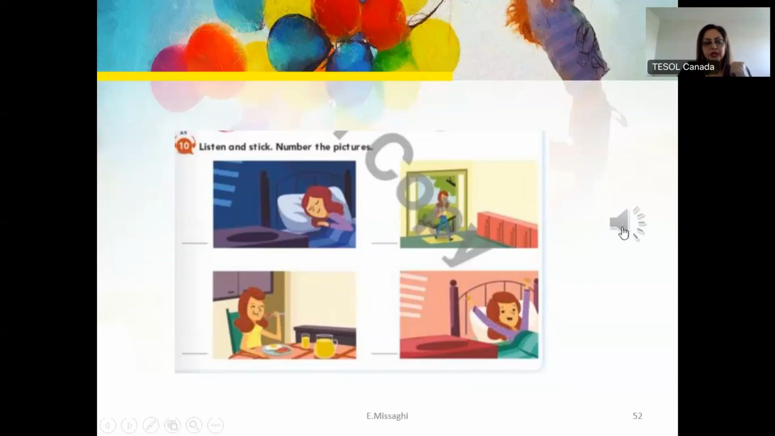Okay, look here. It said, listen and stick. We need to pre-teach some of the new words, like walk your dog, or feed your dog. These are the new words. So we can show them pictures, okay? And then we ask them some questions. Do you have any pets?